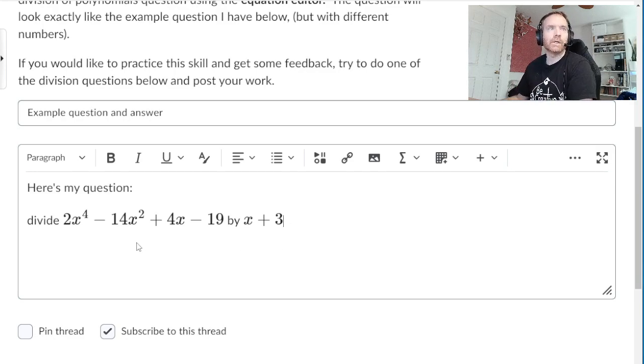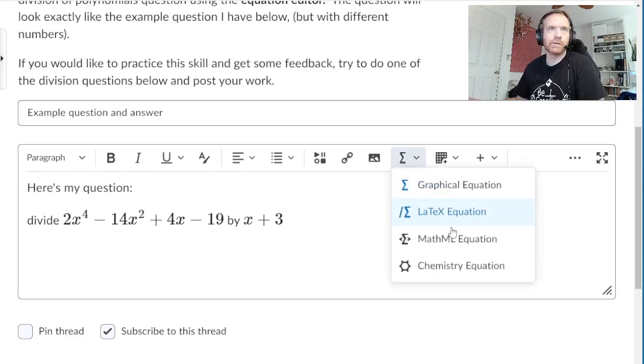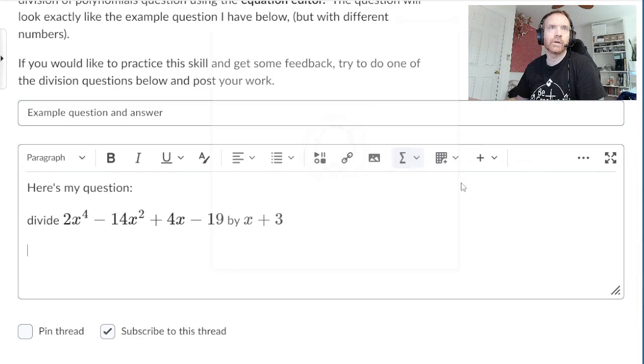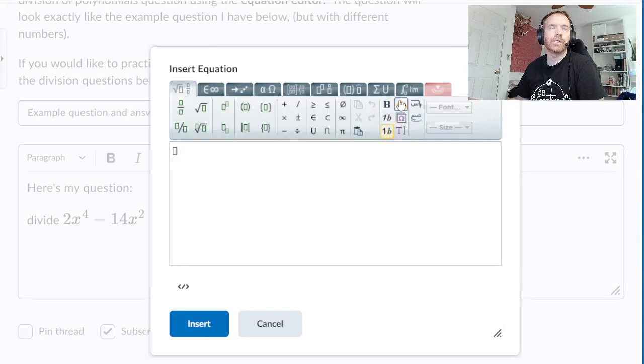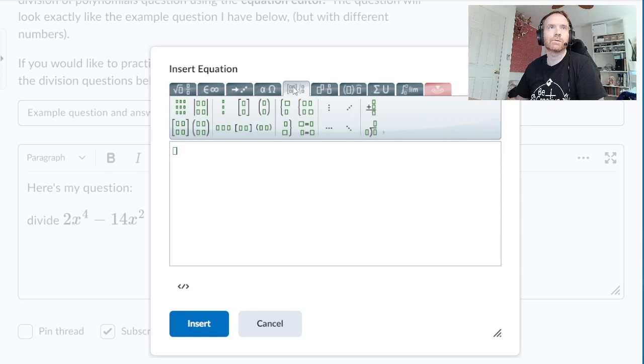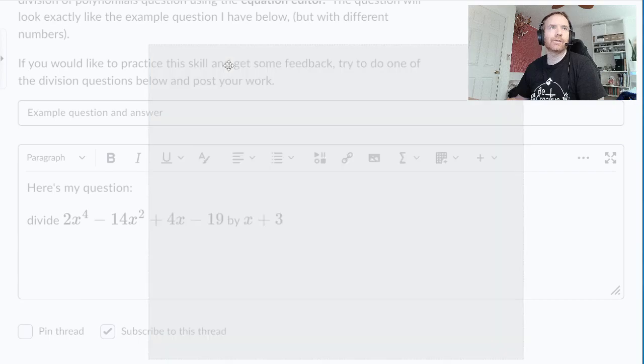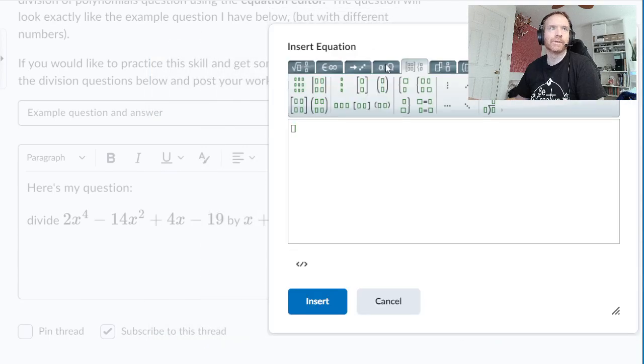So in order to do this, I've got this divided by that, and I need to think of a way to organize this using the equation editor. So again, I'm going to go in under here, graphical equation, and what I'm going to do is go over to matrices. So we're going to put in a matrix or a table, and the thing is, we actually need a very big table to get this to work.